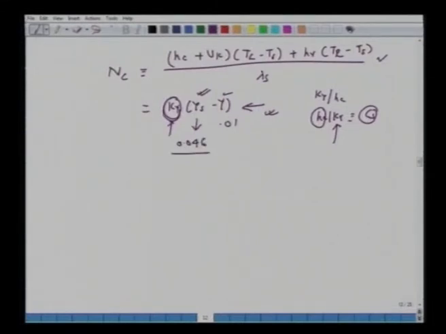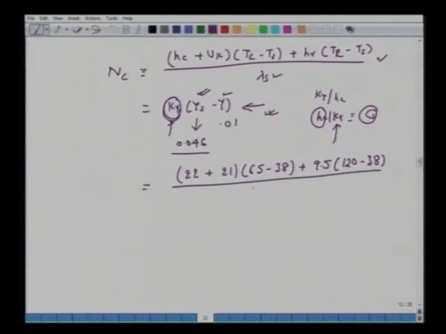So if you put these values here, we have 22 plus 21, Tg minus Ts. We can still work in centigrade here: 65 minus 38, plus hr 9.5. Tr, the radiating temperature, is 120 degrees Celsius, minus 38, which we have calculated, divided by this lambda s, which is the same as the previous value, 2411. From this we can get the value of Nc as 7.85 kg per second per meter square.